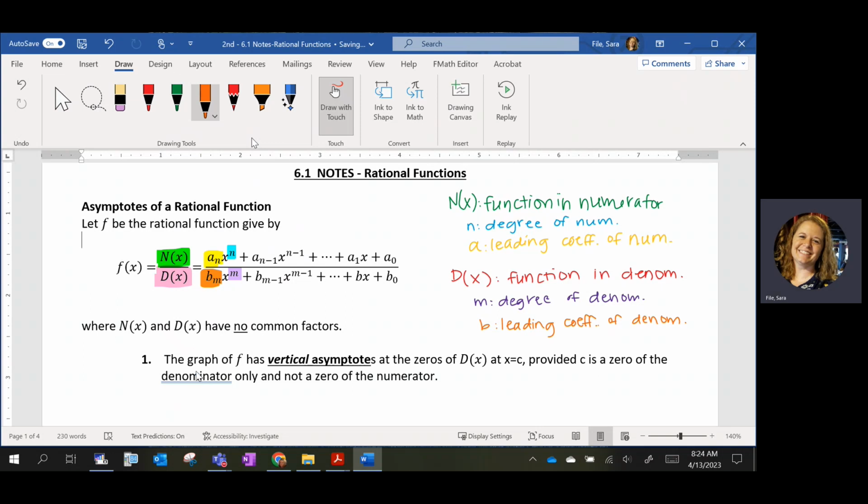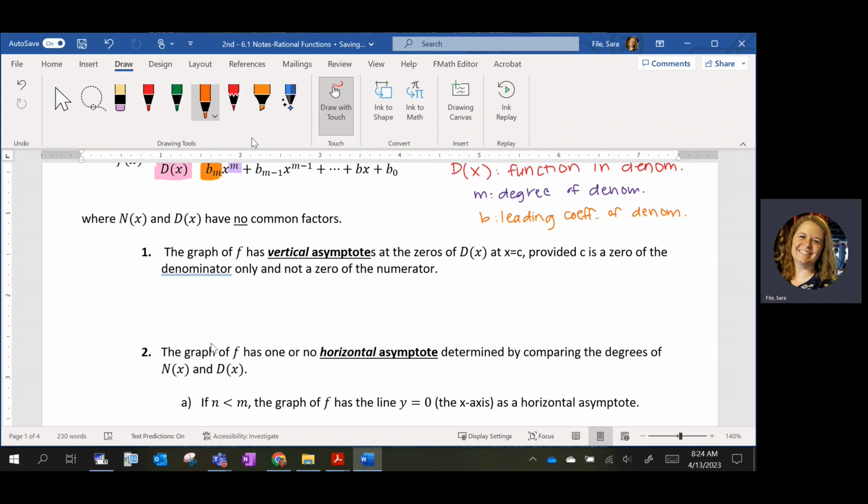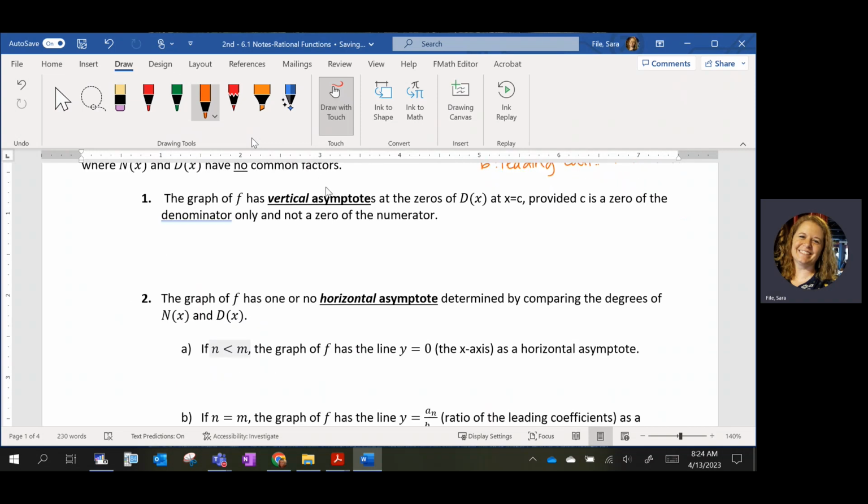Now, there are asymptotes for rational functions. We reviewed those yesterday. There can be vertical asymptote, horizontal asymptote. We're going to start with talking about the vertical asymptote. So your vertical asymptote happens where the denominator, the entire function of the denominator, equals 0. Okay, so your vertical asymptote is happening at the zeros of the denominator.